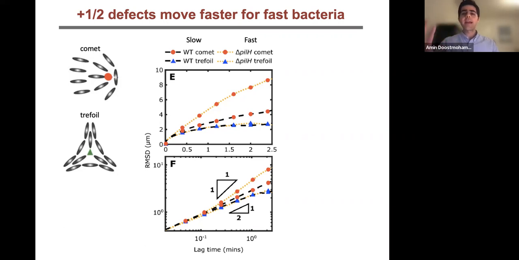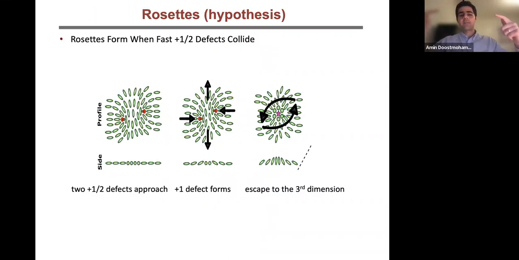So at this point, we had an idea that what happens in the fast-moving bacteria is that these +½ defects, these comet-shaped defects, can come very close to each other because they're very motile. And that would essentially form an aster-like full integer defect. And we know from the theory of liquid crystals that if you have a full integer defect in a 2D layer, that is unstable. The process of escape to the third dimension should occur. So essentially, bacteria in the fast-moving strain would stand up when these two defects come very close to each other.